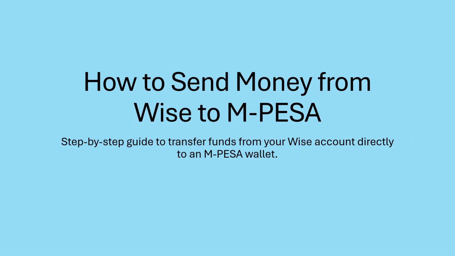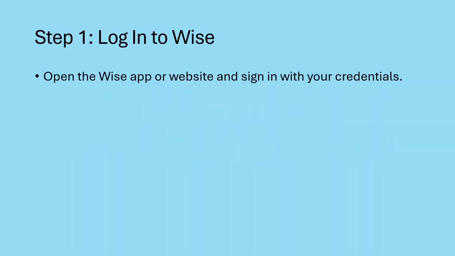In this video, I'll show you how to send money from Wise to M-PESA. Step 1. Log into Wise. Open the Wise app or website and sign in with your account credentials. I'll leave a link to wise.com in the description down below.